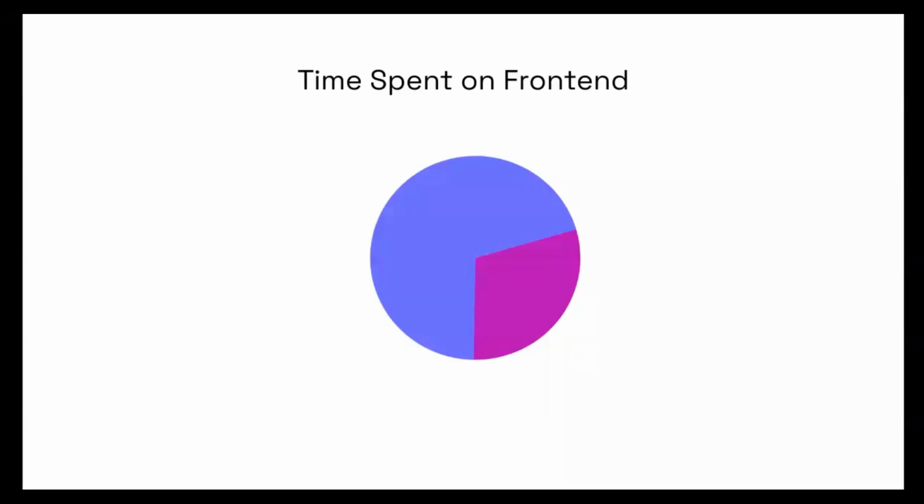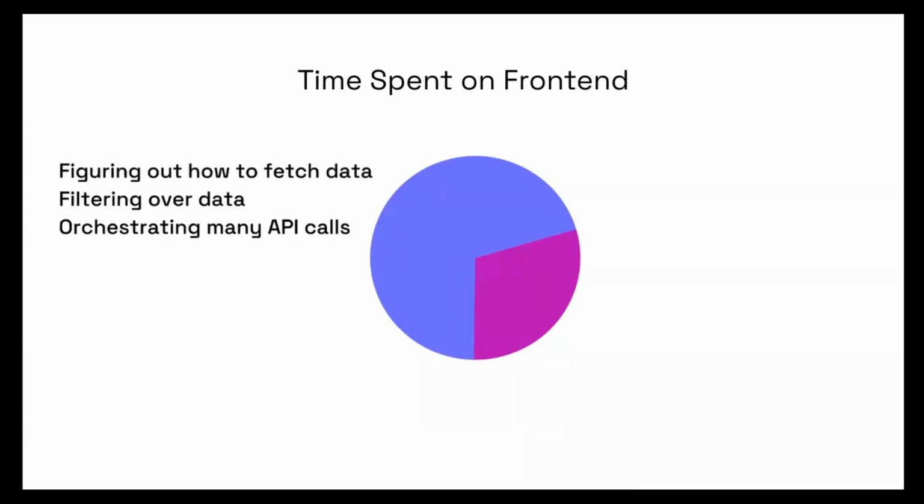Beyond application performance, overfetching and underfetching affect how front-end developers spend their time. When an API is not a good match for the front-end client's data needs, developers must spend additional time figuring out how to fetch data, filtering over unnecessary data, and orchestrating many API calls. In some cases, dealing with data can take the majority of front-end development time, leaving little time to spend on building critical UI.